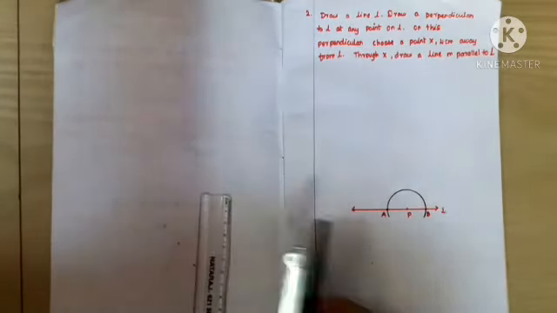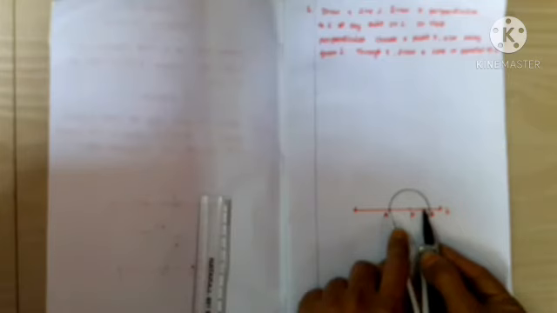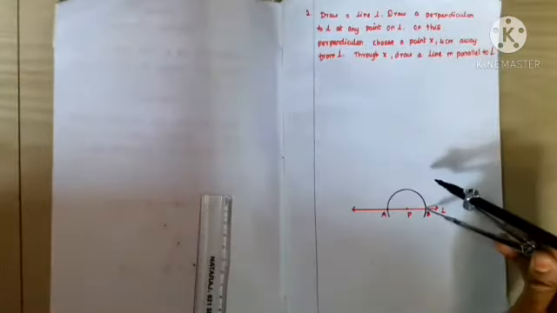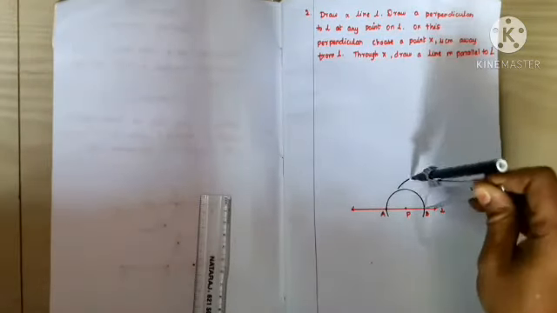Now take the compass and fix the needle at A. You have to choose a radius which is more than half of the radius. See, I extend the pen tip. See, this is more than half. Now fix the needle at B. Draw an arc. And fix the needle at A. Draw another arc which cuts the previous arc.